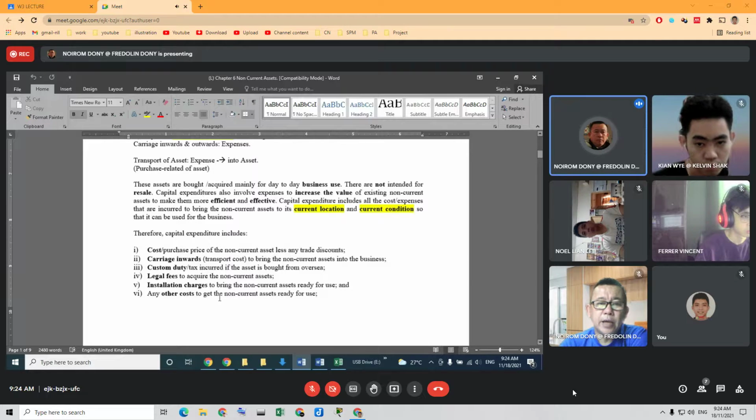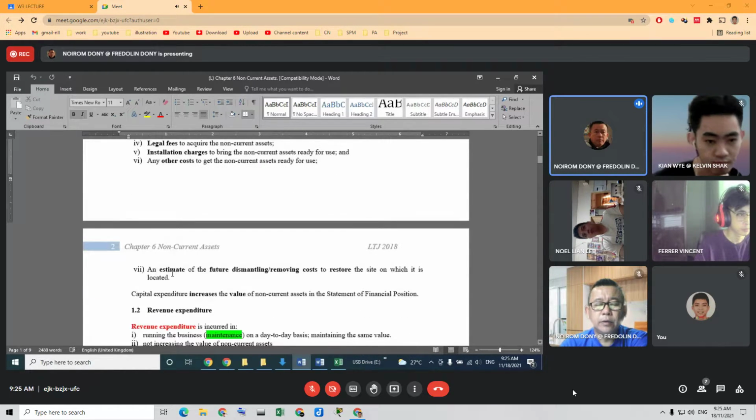Any other cost to get the non-current asset ready for use? So this is other costs, like you need to buy some special features in order to get the non-current asset ready for use. Okay, so those are the possible capital expenditure. So in conclusion, whatever costs are related to the non-current asset are considered as capital expenditure. This is the area that you will look into. There are 6 areas that you have to look into.